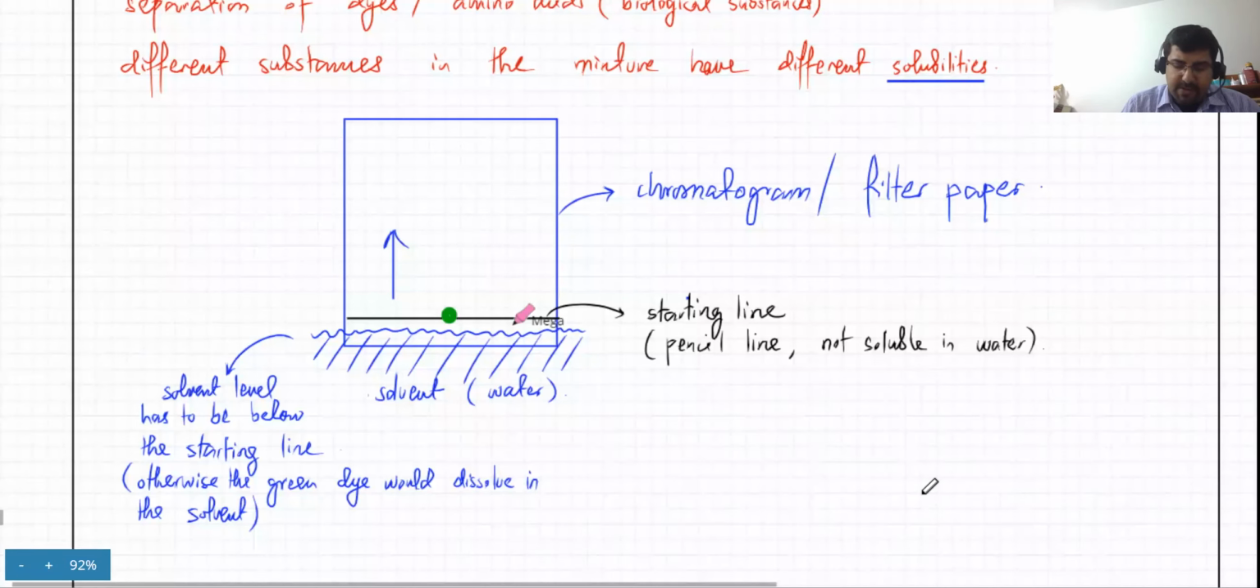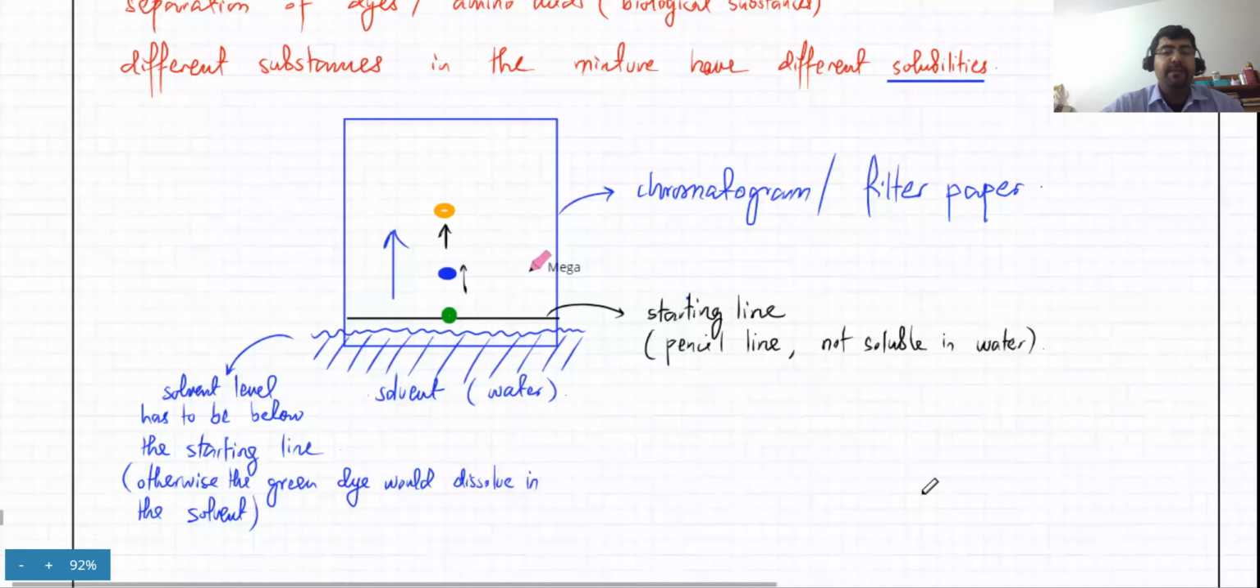So the water would start traveling up because of the absorbent nature of the material that you're using. And as the water starts to travel up, remember the green dye was made out of blue and yellow dyes mixed together. So what eventually happens is that the blue dye and the yellow dye both would start traveling in the upward direction along with the solvent. So both of them would start traveling upwards.